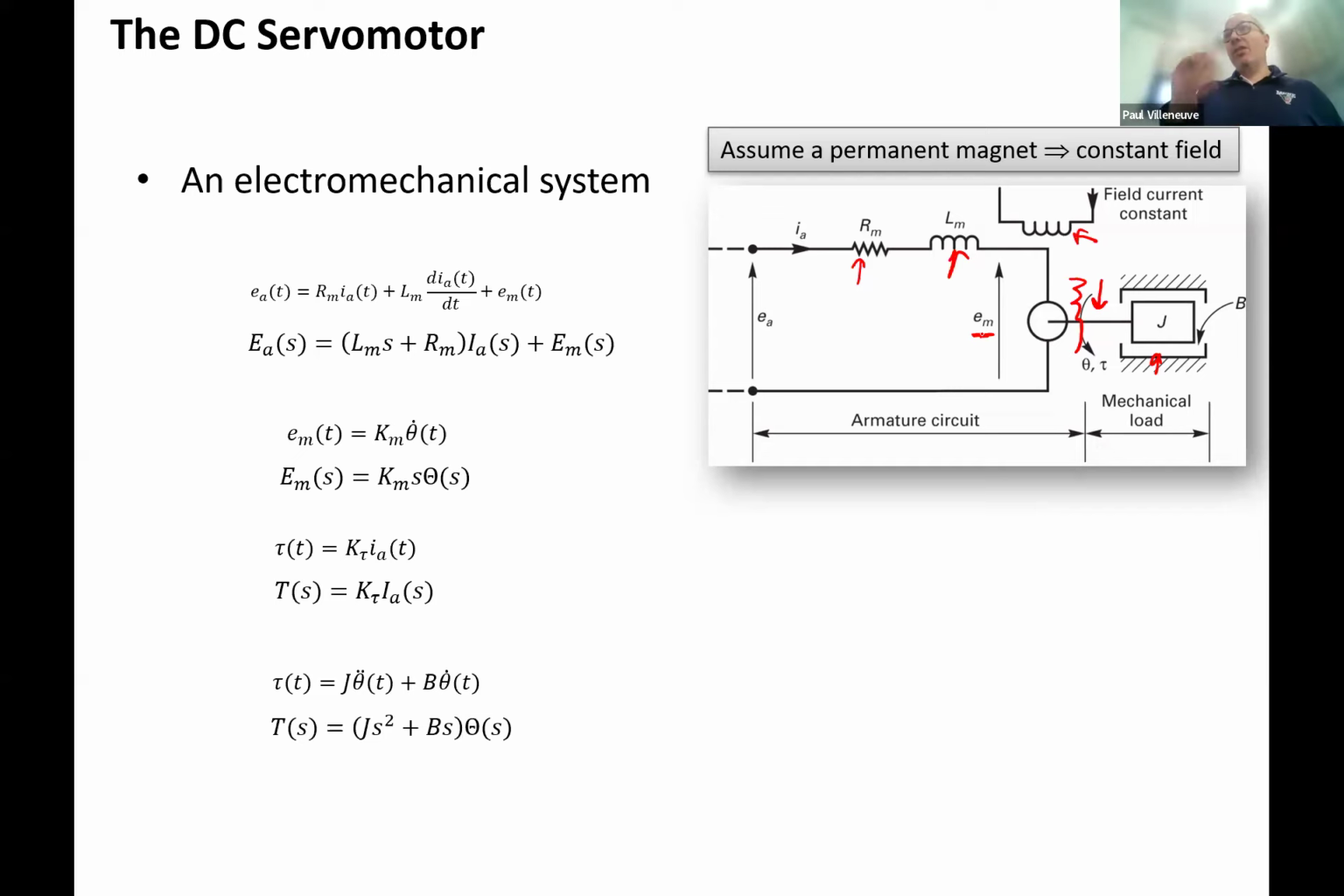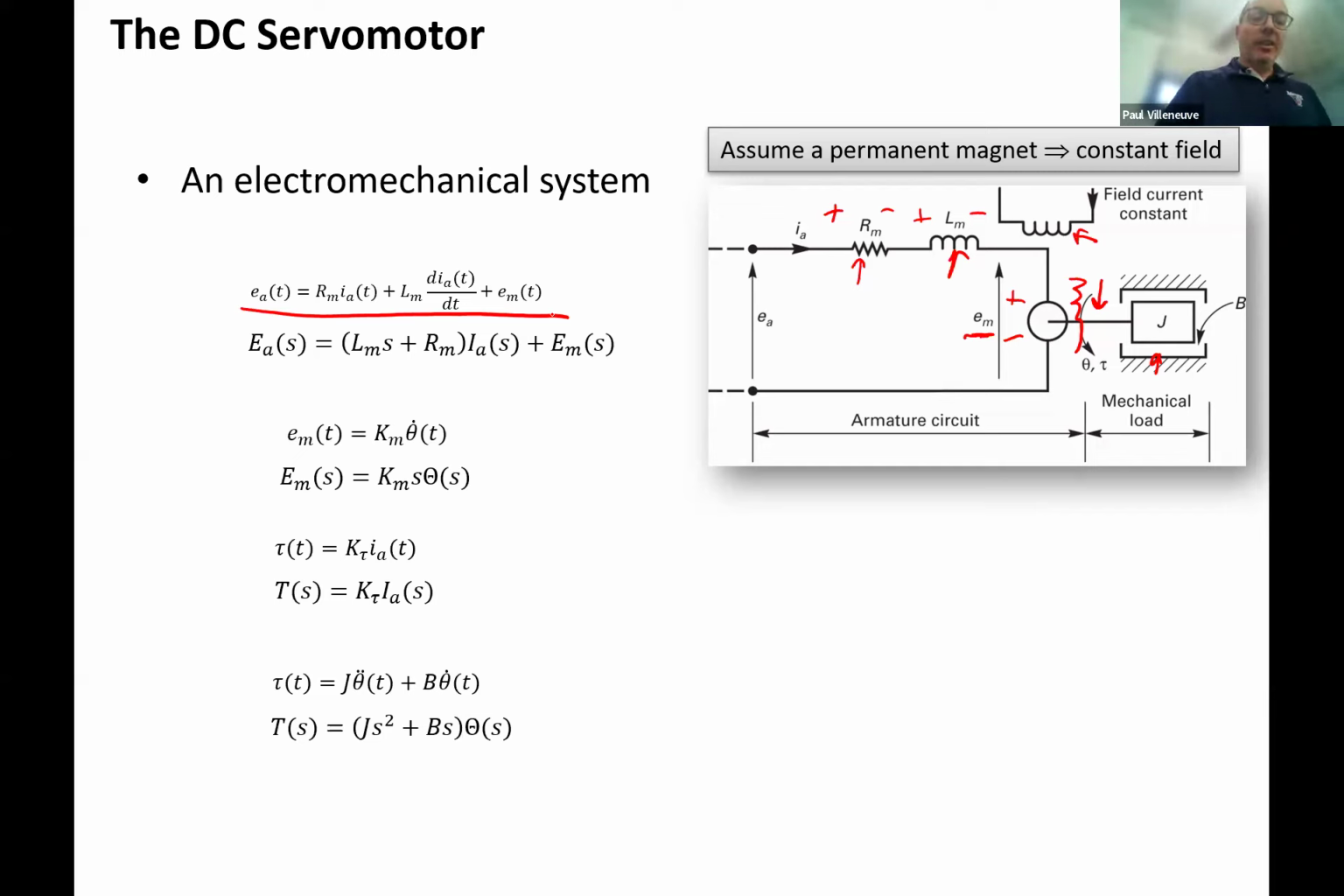So now we can do just a KVL loop. We have a plus to minus voltage drop here, a plus to minus voltage drop here, and we have a plus to minus back EMF voltage drop there. So we can sum our three voltages here. Our applied voltage is equal to the voltage drop across the resistor plus the voltage drop across the inductor, which is just L di/dt, plus the back EMF voltage. So now we'll take those to the Laplace domain, and we end up with just a simple block there.